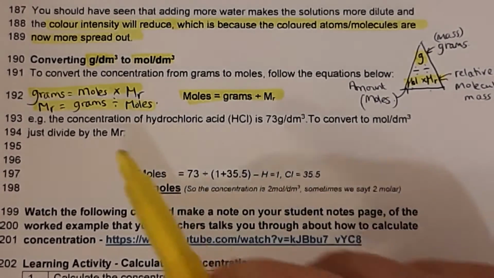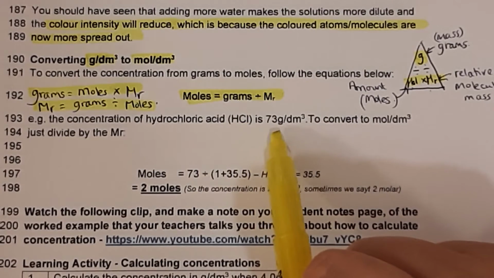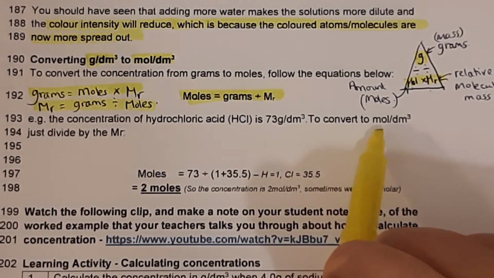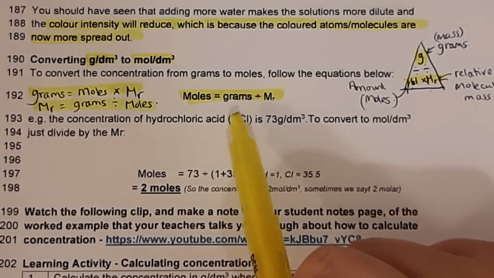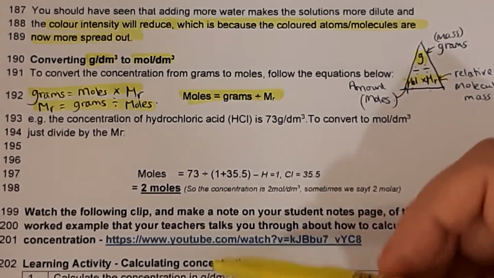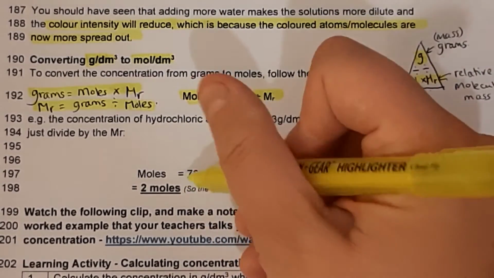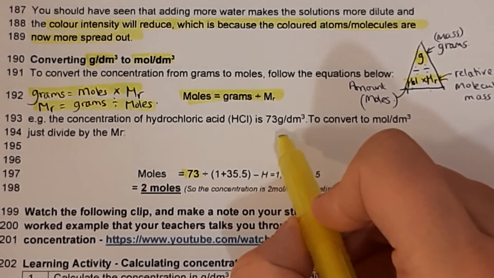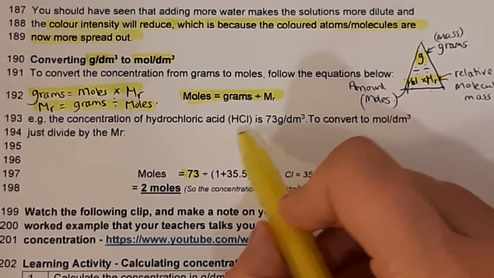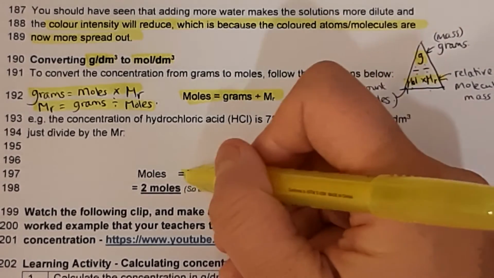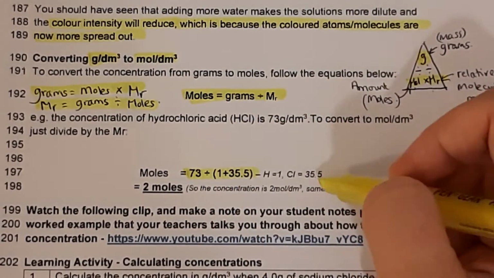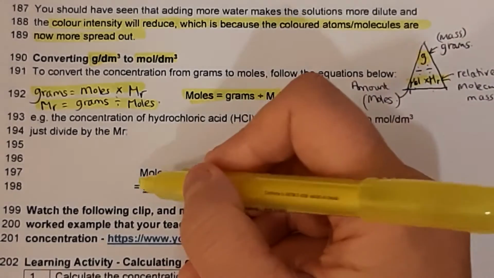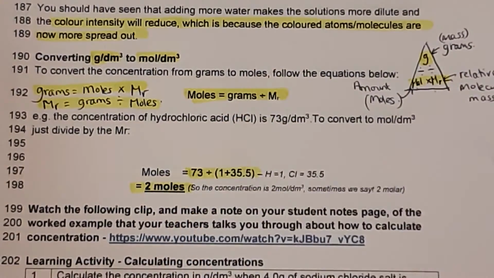So for example, the concentration of hydrochloric acid is 73 grams per decimeter cubed. To convert to moles per decimeter cubed, we just divide it by the Mr, okay, which is fine. So we take our 73, which is our amount in grams, and divide it by the relative molecular mass of hydrochloric acid, which is 1 plus 35.5. Okay, and so that gives us 73 divided by 36.5, which gives us the answer of 2 moles.